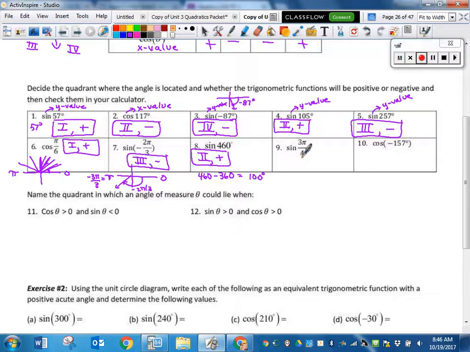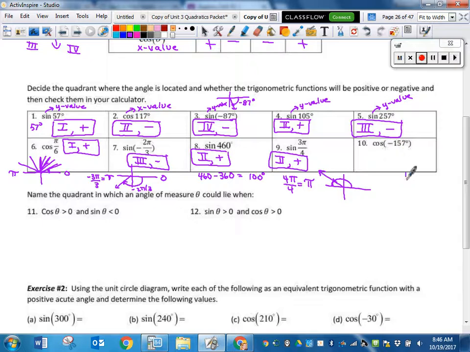3 pi over 4. Well, 4 pi over 4 would equal pi, right? So 4 pi over 4 would get me all the way to here, but I got to back up a little bit and stop right there at 3 pi over 4. So I'm in quadrant 2, and therefore I am positive, because I am the y value.